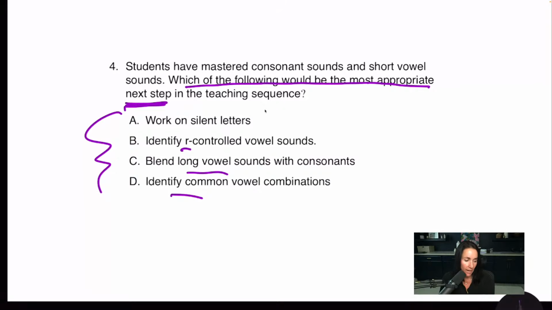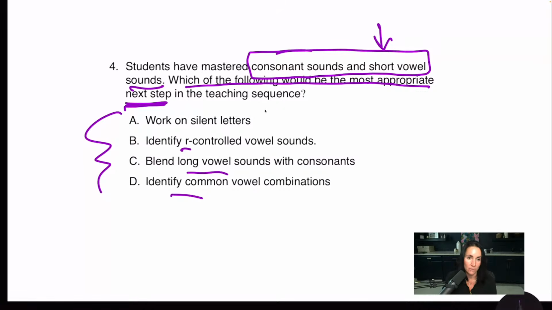This is classic on any reading exam, whether it's the Pearson Foundations of Reading, the Texas STAR exam, this exam, they will ask you what's the next step the student should be in, or what should the teacher do next? And it says students have mastered consonant sounds and short vowel sounds. All right, pretty much at the beginning stages. What is the next stage of this? Well, we went with short vowel sounds. Well, what's next after that? The best thing here is long vowel sounds.